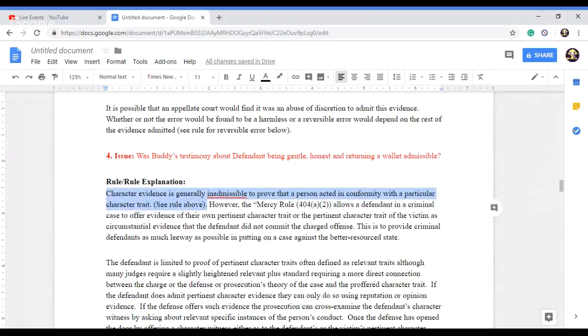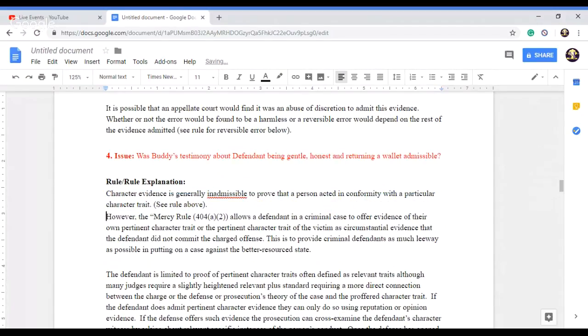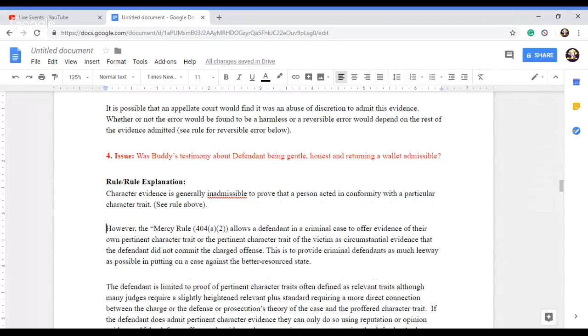That's exactly what that is. 2. However, the mercy rule. So now we're talking about another piece of the rule, the mercy rule, which was not see above. So we have to define it. A mercy rule allows the defendant, in a criminal case, to offer evidence of their own pertinent character trait. This is to provide the criminal defendant with as much leeway as possible in putting on their case.